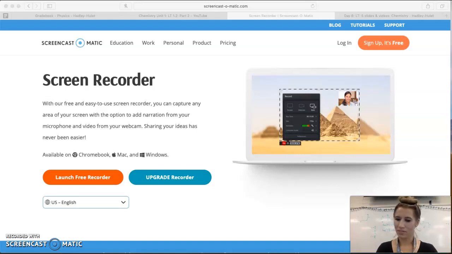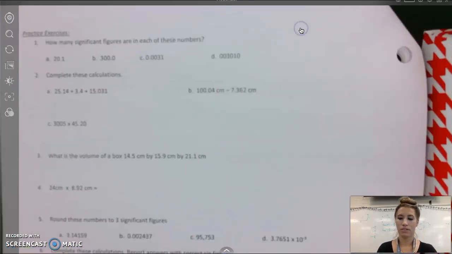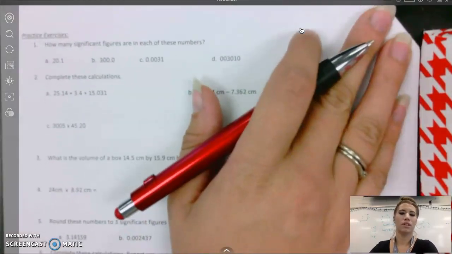Okay, guys, let's finish up that discussion about significant figures. Now, no, I'm not going to be doing every single one of these problems. I'm just going to pick one or two in each category.